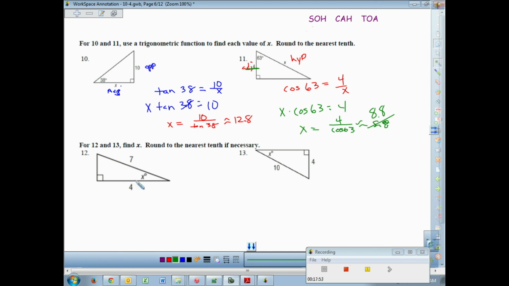Next one. What do they want you to find in this right triangle? Side or angle? Angle. We need SOH CAH TOA to do it. Which trig function would we use if this is the adjacent side to the angle we're looking for and 7 is the hypotenuse? Cosine of the angle measure, which is x, equals adjacent over hypotenuse. Correct?